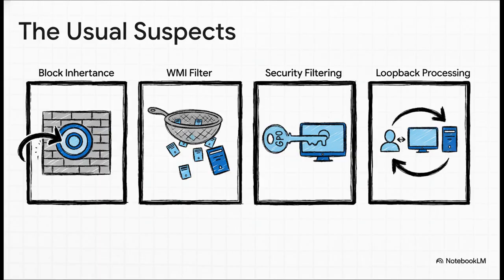Could block inheritance be checked on the OU? This happens all the time. It's like using a sledgehammer to solve a tiny problem, but you end up blocking everything. Or maybe it's a WMI filter that was designed to target, say, only specific operating systems, and it's accidentally filtering out our machine. But the most common one of all? The computer account itself just doesn't have the right permissions to even read and apply the GPO. RSoP helps you answer these questions in an instant.